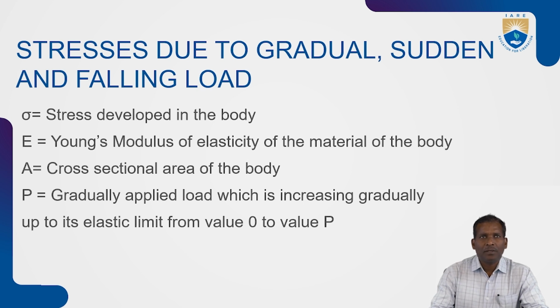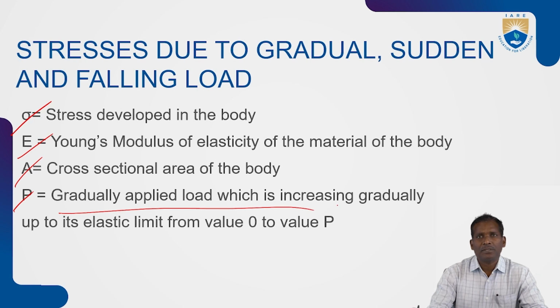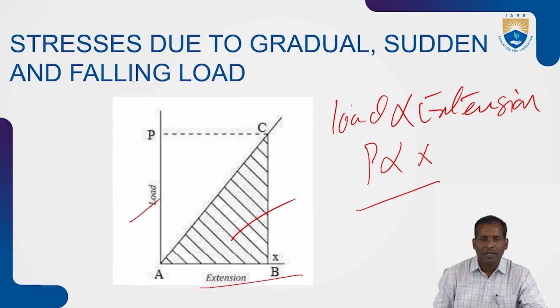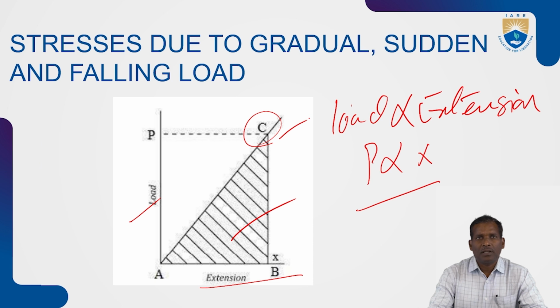Let us assume sigma is the stress developed in the body. E is the Young's modulus of elasticity of the material of the body. A is the cross-sectional area of the body. P is the gradually applied load, which is increasing gradually up to its elastic limit from 0 to value P, as we have discussed in the previous slide.